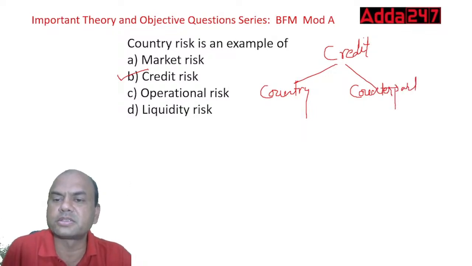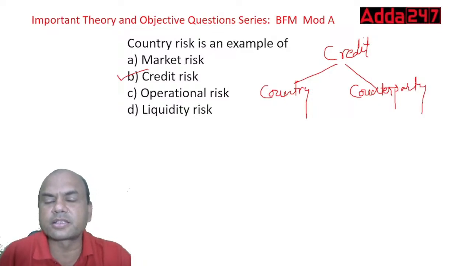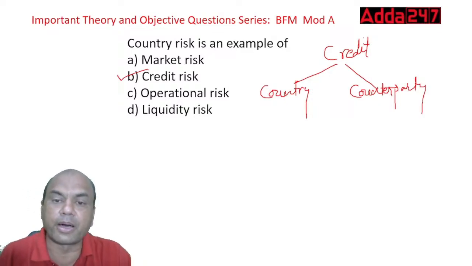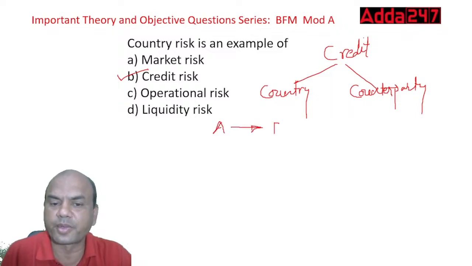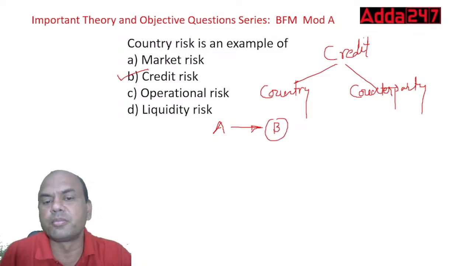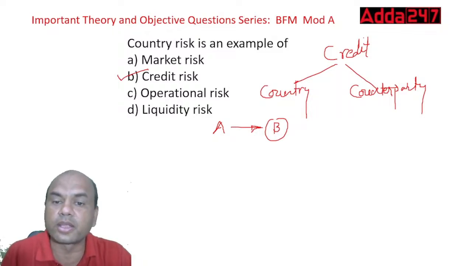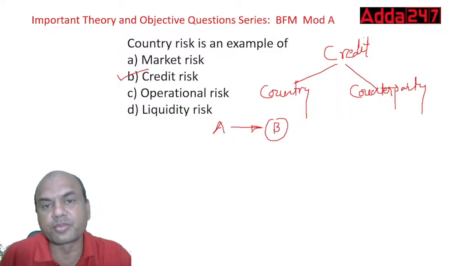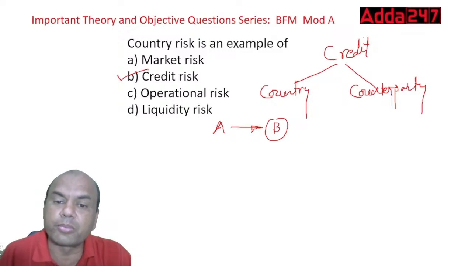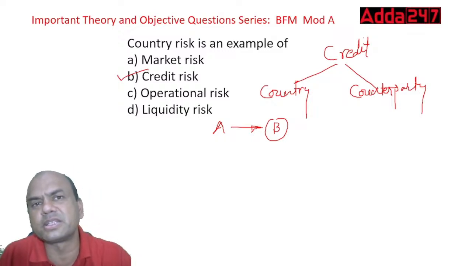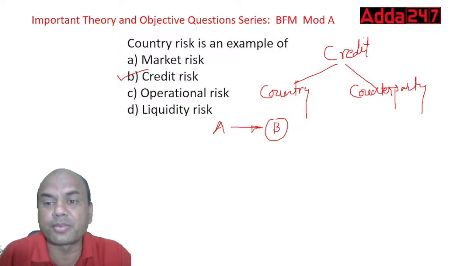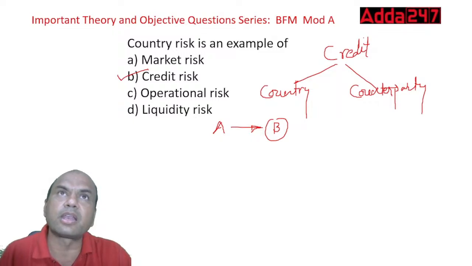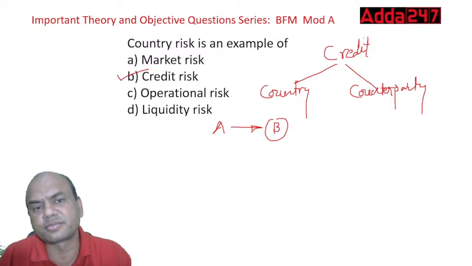Okay, what do you mean by this? Credit risk, country risk means what? Your party is good, means A is selling goods to B. B is good, but the country in which B is living is bad. Afghanistan, North Korea. So B is good. But the second part is counterparty. Your B is bad, the country is good. USA, somebody staying in USA, somebody staying in Europe. Countries are good, but the party is bad. So that is counterparty. So country risk is an example of what? Credit risk, isn't it?